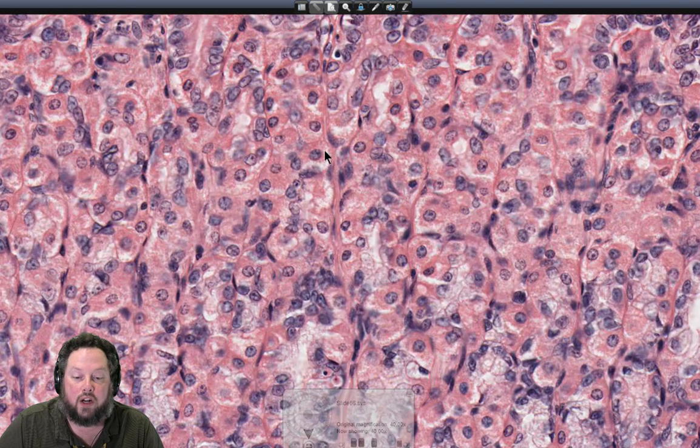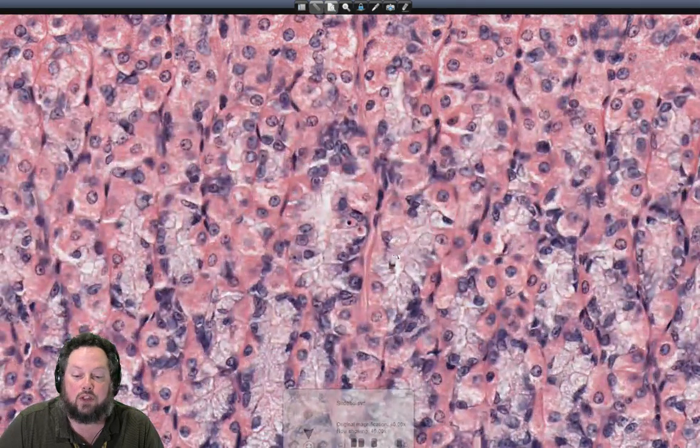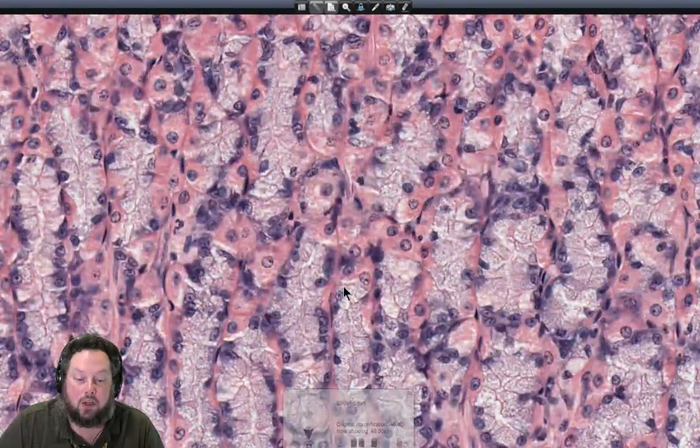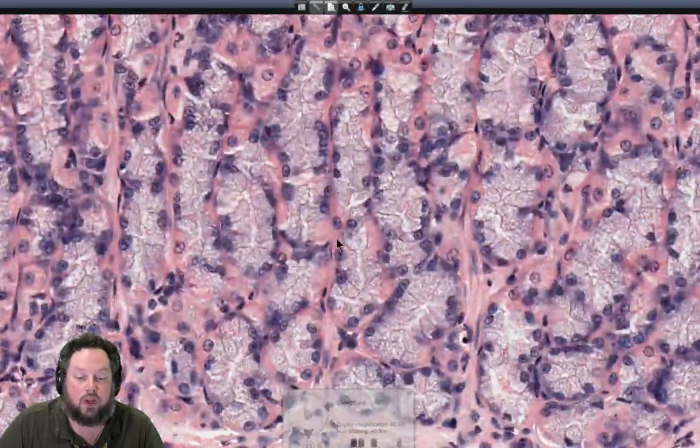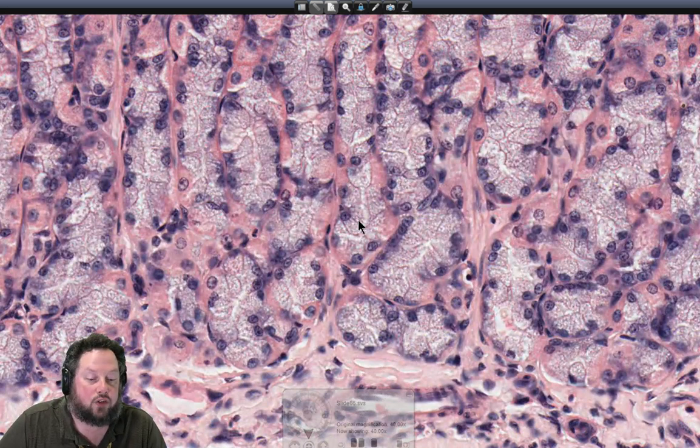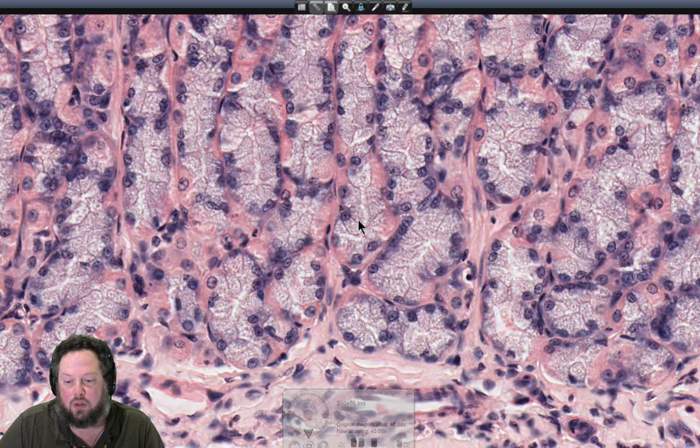You've got your parietal cells, the very acidophilic cells with the nice round nucleus. You've got your mucous neck cells. You've got your chief cells, and then also, like we were describing before, you can have enteroendocrine cells, but as I say, they're a bit trickier to identify, so we certainly wouldn't expect our medical students to be able to identify them.